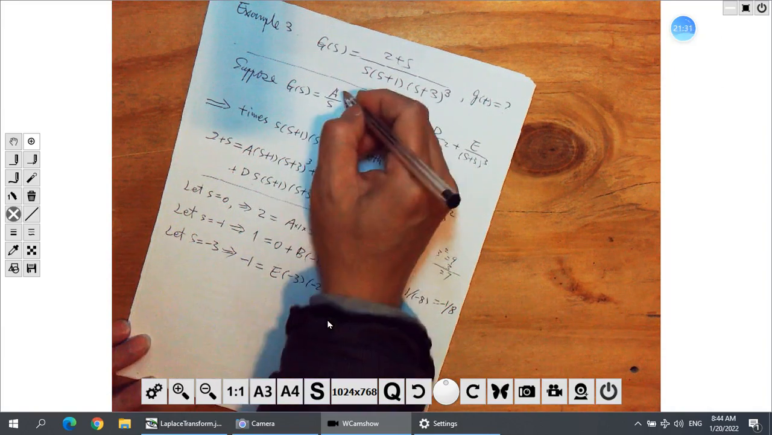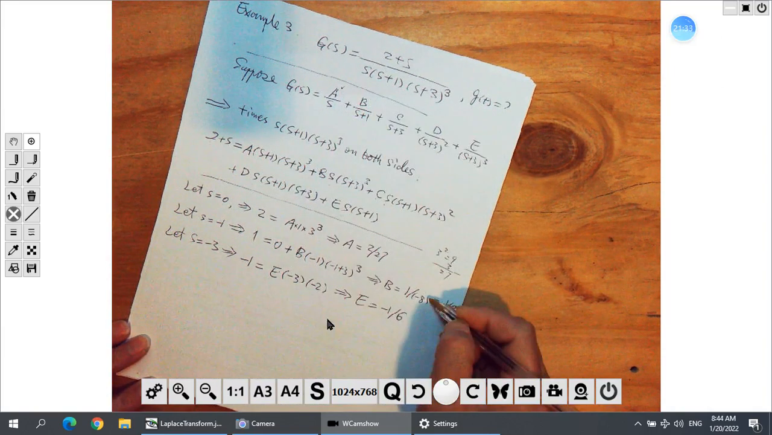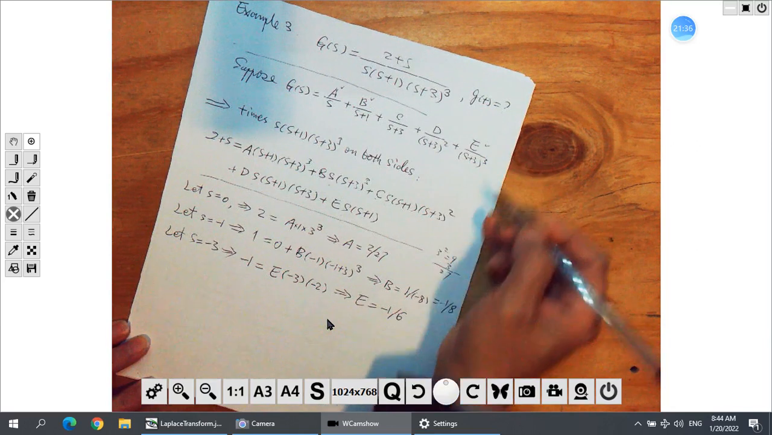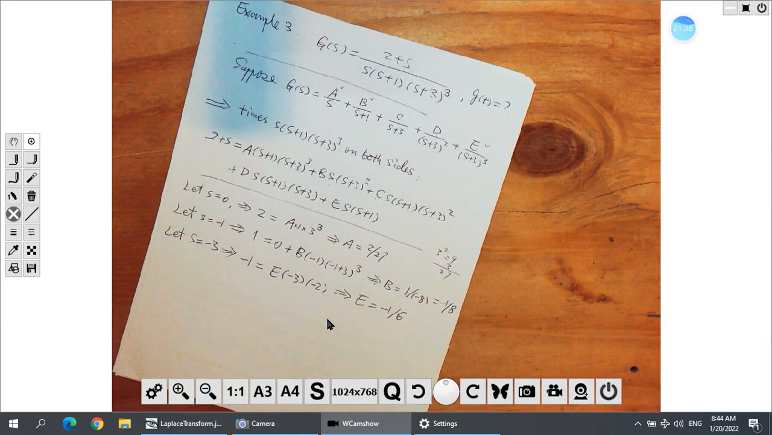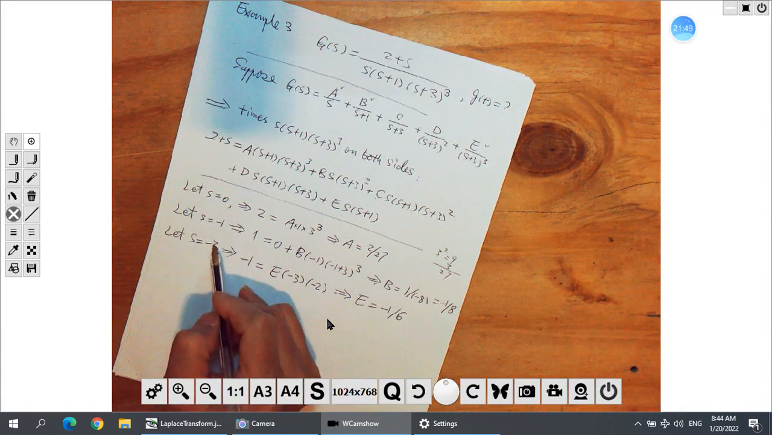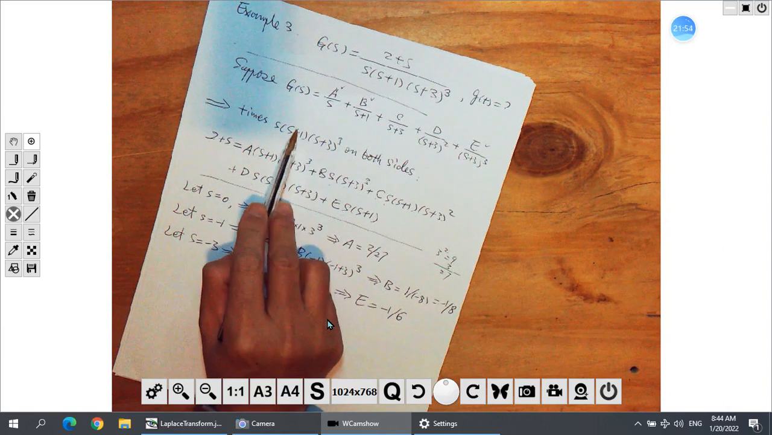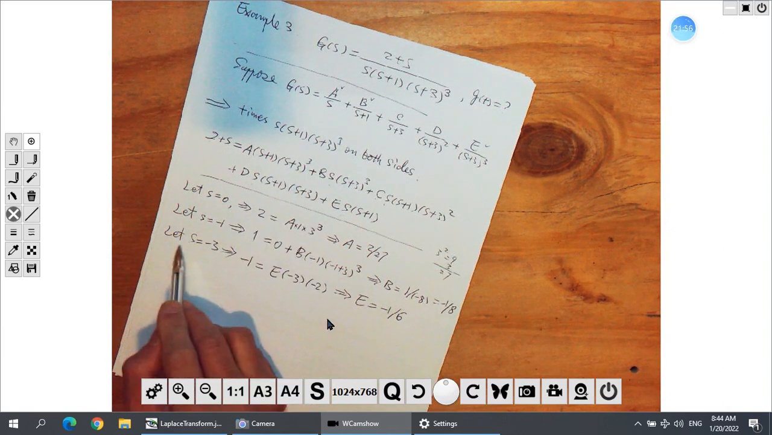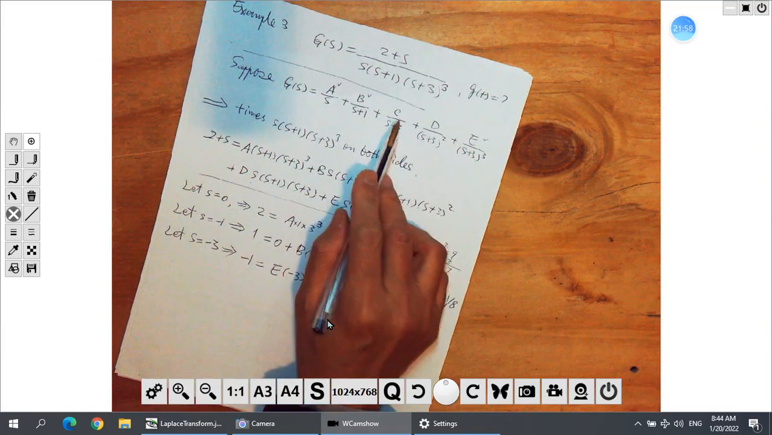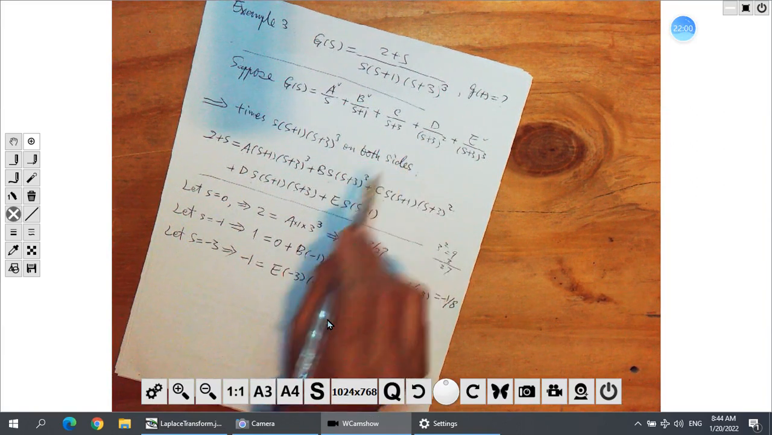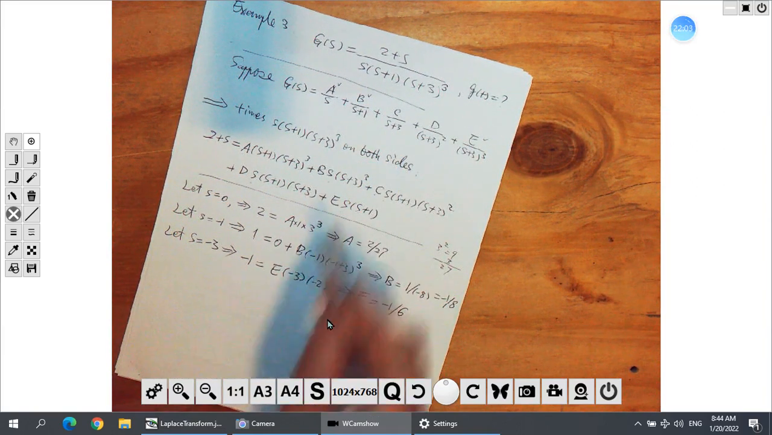Okay, we have a, b, e. Now we still need c and d. But here, those simple values, good values, we already used, right? 0, -1, -3. They can make some terms to be 0, but we already used them. We still have 2 unknowns, so we need to pick some different values to determine c and d.